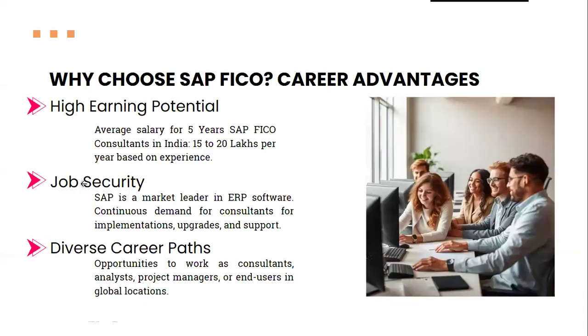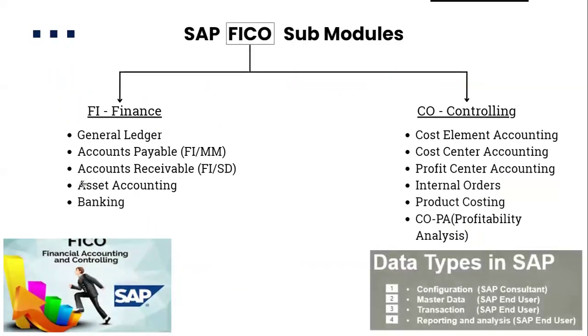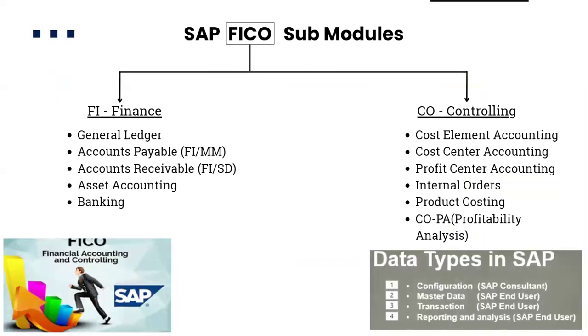Not only vehicles, it can be furniture, plant and machinery, software items, computers and laptops. Everything in the business is an asset. So asset management is most important. So SAP is using asset accounting for that purpose.